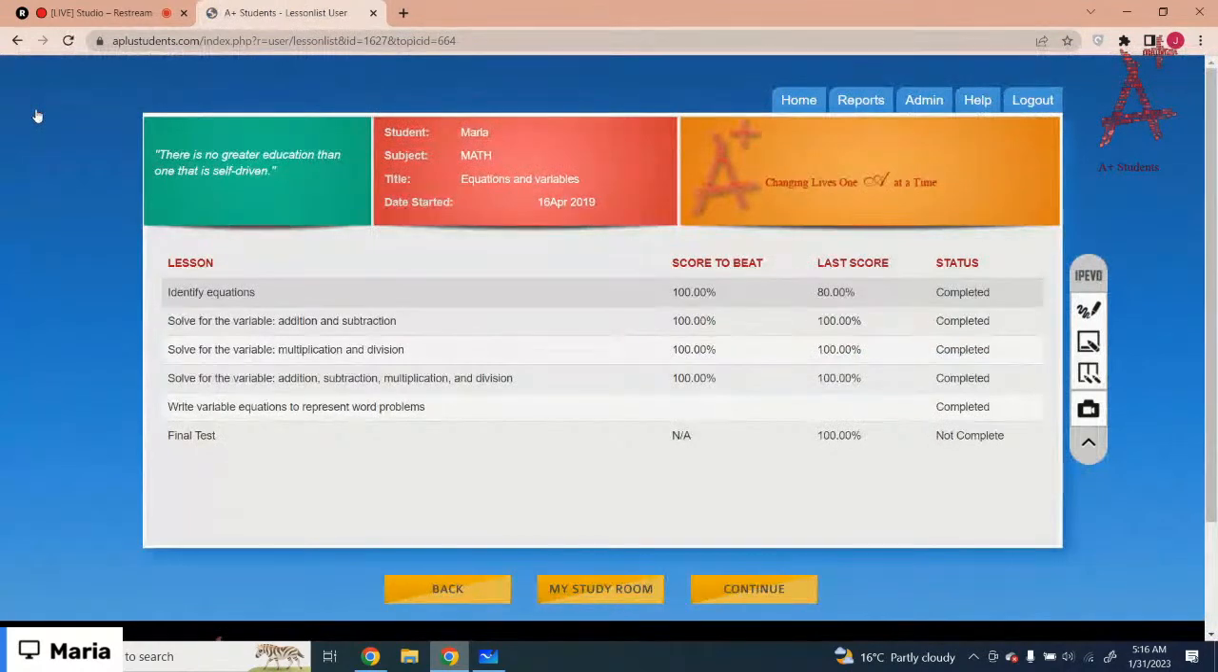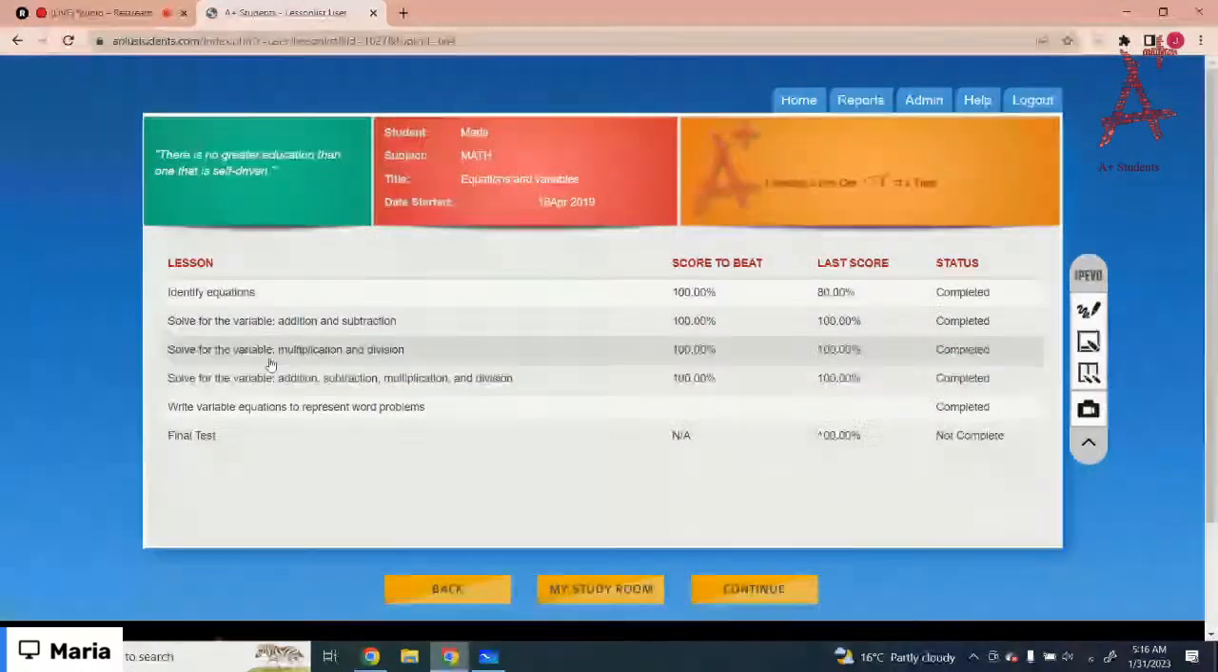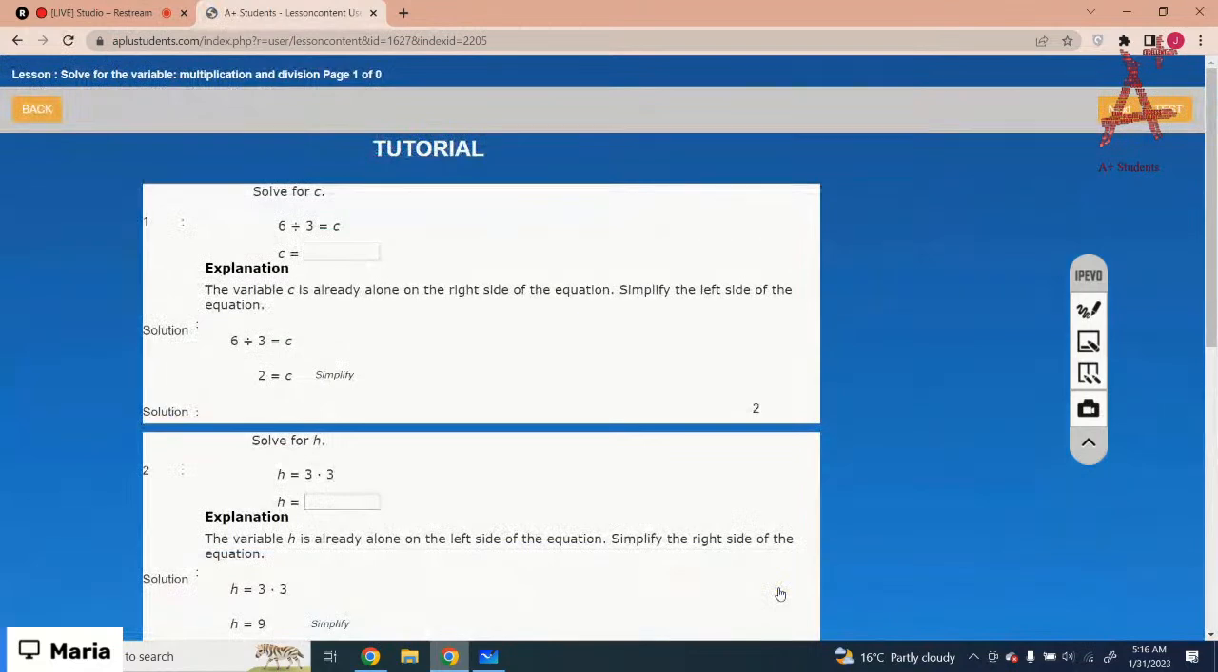Got it? Okay, the next lesson is for the variable multiplication and division. So we just learned solve for the variable. The operations we learned are addition and subtraction. Now we're going to learn multiplication and division. Basically, you have to do the same things like we are doing with addition and subtraction. So multiplication and division are opposite to each other. Okay, let's start with the first example.